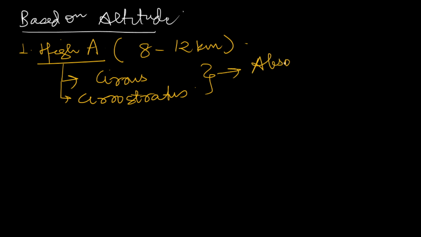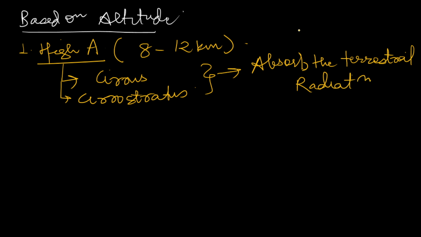These clouds absorb the terrestrial radiations. We all know about insolation. When the sun's rays come in, they get reflected back, and there are high chances that these clouds will catch or absorb the terrestrial radiations.